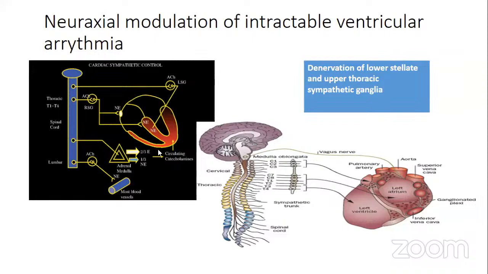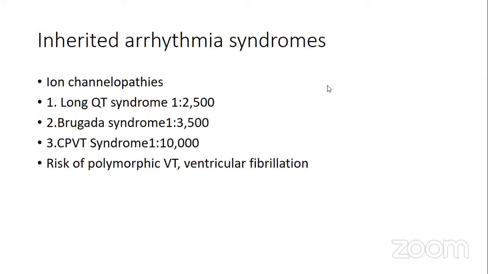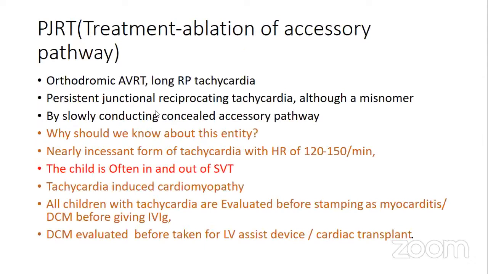There are multiple CHDs which are associated with arrhythmias: Ebstein anomaly, CCTGA, heterotaxy syndrome, ASD, common atrium, inlet VSD, AV canal defect, TOF, DORV, TGA, and post-intervention and post-cardiac surgery. And there are many arrhythmia syndromes, inherited and channelopathies, which were already discussed.